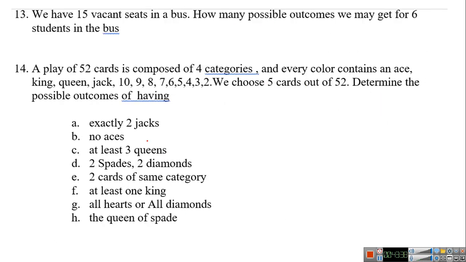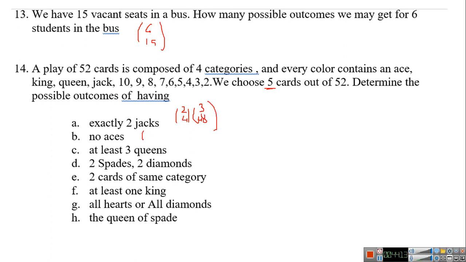Okay. We have 15 vacant seats in a bus. How many possible outcomes may we have for the 6 students? So it's a combination, order not important, repetition not allowed, 6 out of 15. We need to pick 5 cards. I want 2 jacks, order not important. So 2 out of 4, I have 4 jacks. Remains the 3 cards not jack. Not jack means you take from 52 cards the jacks, which is 48.